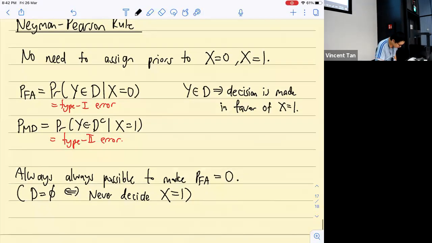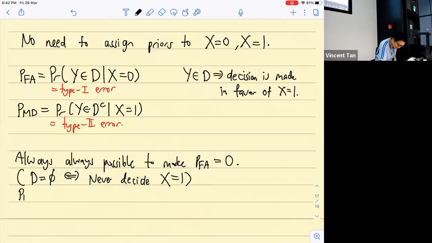So this is not very wise, because the probability of misdetection is how much? In this case, it is equal to 1. Do you want that to happen? Because now if D is the empty set, then D complement is the full set, right? The probability of the full set is equal to 1. So that is not very wise, because you don't want to always miss. Here you are saying always miss. So this is very bad.